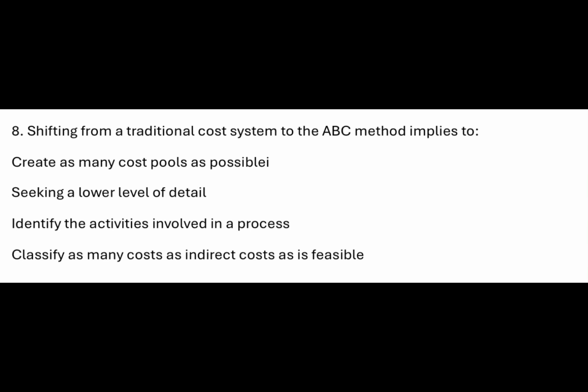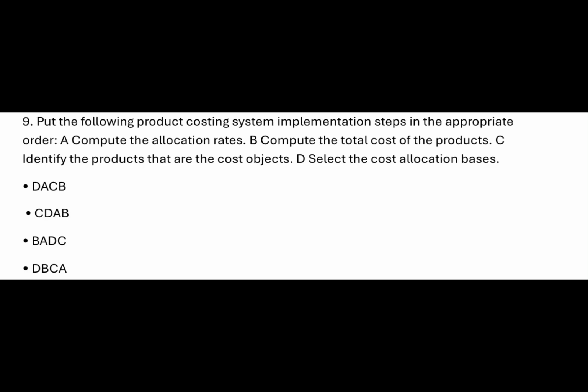So the answer would be identify the activities involved in the process. Put the following product costing system implementation steps in the appropriate order. A. Compute the allocation rates. B. Compute the total cost of the products. C. Identify the products that are the cost objects. And D. Select the cost allocation basis.